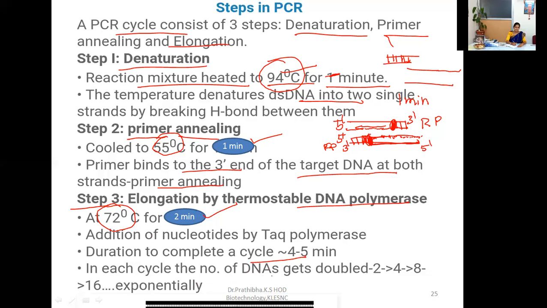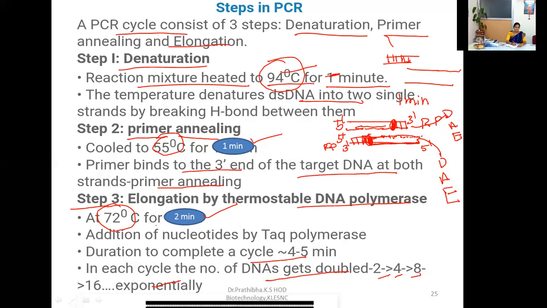In each cycle, the number of DNA molecules gets doubled, that is from 2 to 4, 4 to 8, 8 to 16. Like that, an exponential manner can be seen with a particular PCR machine. The same cycle repeats. Earlier we had only two strands of DNA molecule. This strand again will go through denaturation, annealing and extension. Again, this strand also will repeat the same cycle: denaturation, annealing and extension.